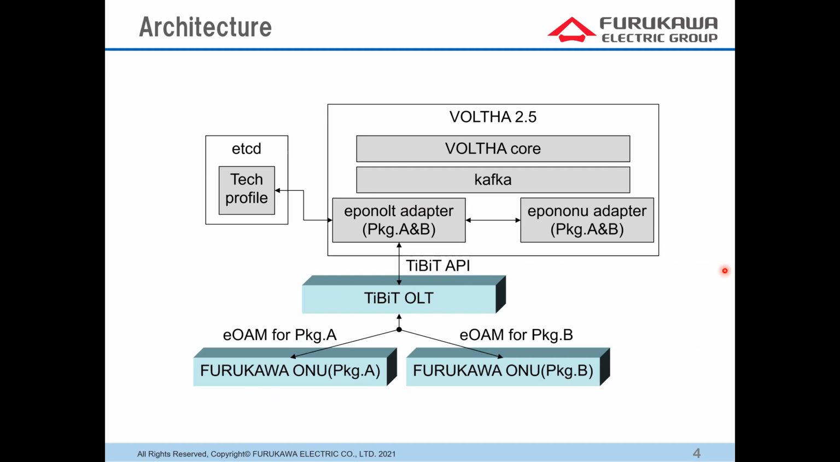This slide shows the architecture. A server with both vOLTHA and stick type Tibit OLT are connected to the L2 switch, and Furukawa package A and package B ONUs are connected to the OLT. We can run ONU of the selected package in vOLTHA. The communication between vOLTHA and Tibit OLT is done by Tibit API. And the communication between vOLTHA and ONU is done by OAM specific to both packages.